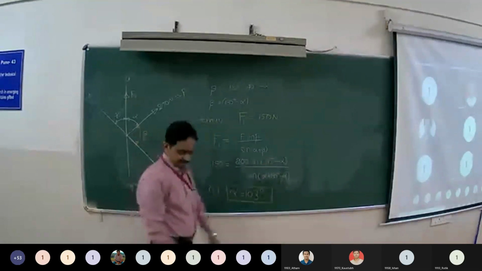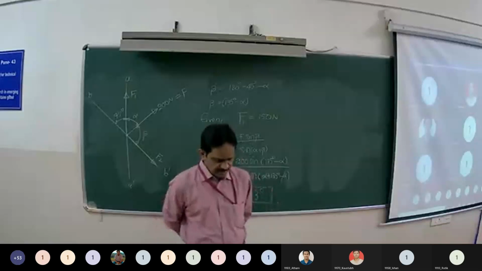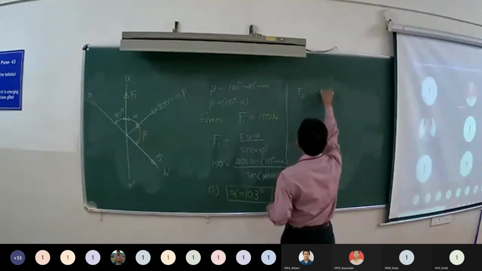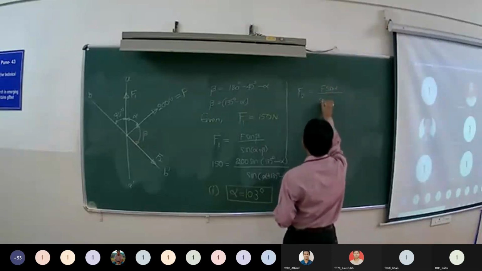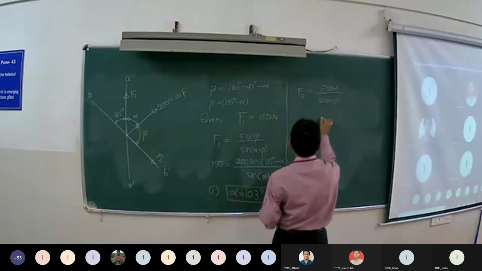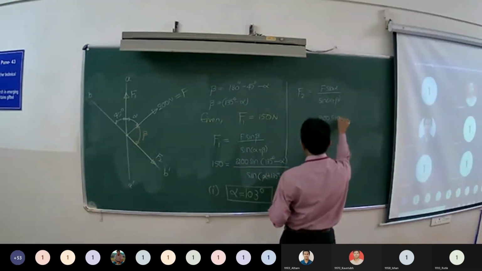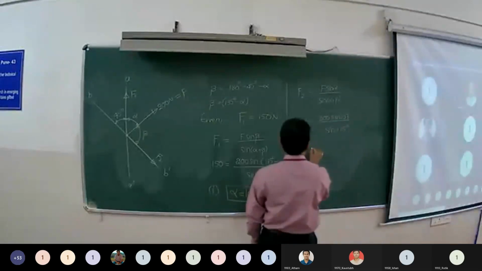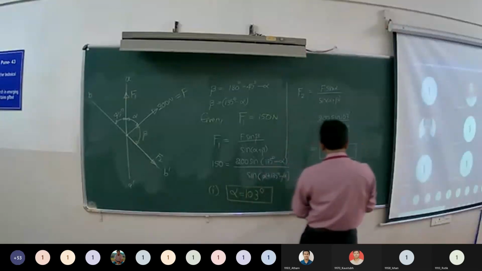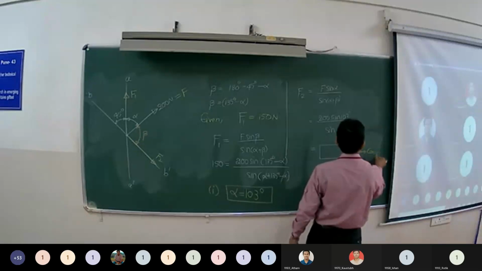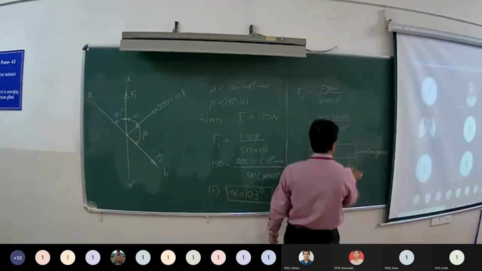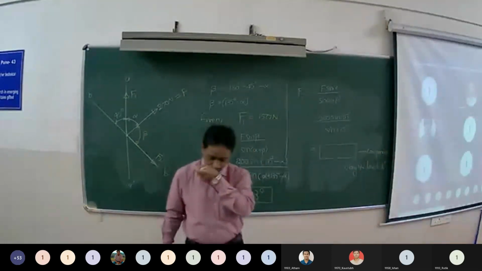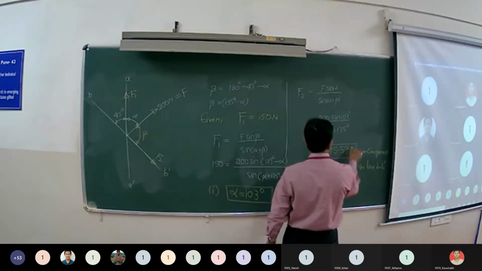So you can take 103. So alpha is 103. Then you have F2 is equal to F sin alpha upon sin alpha plus beta. So it is 200 sin 103 upon sin 135. This is nothing but the component along the line B dash, 275.59.